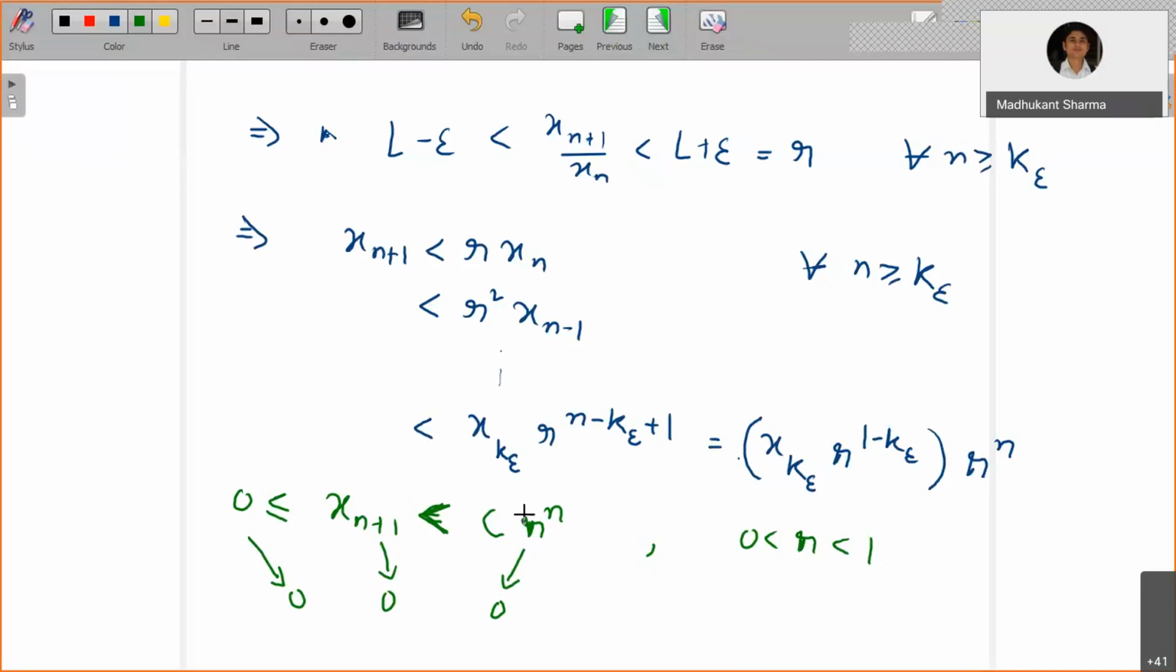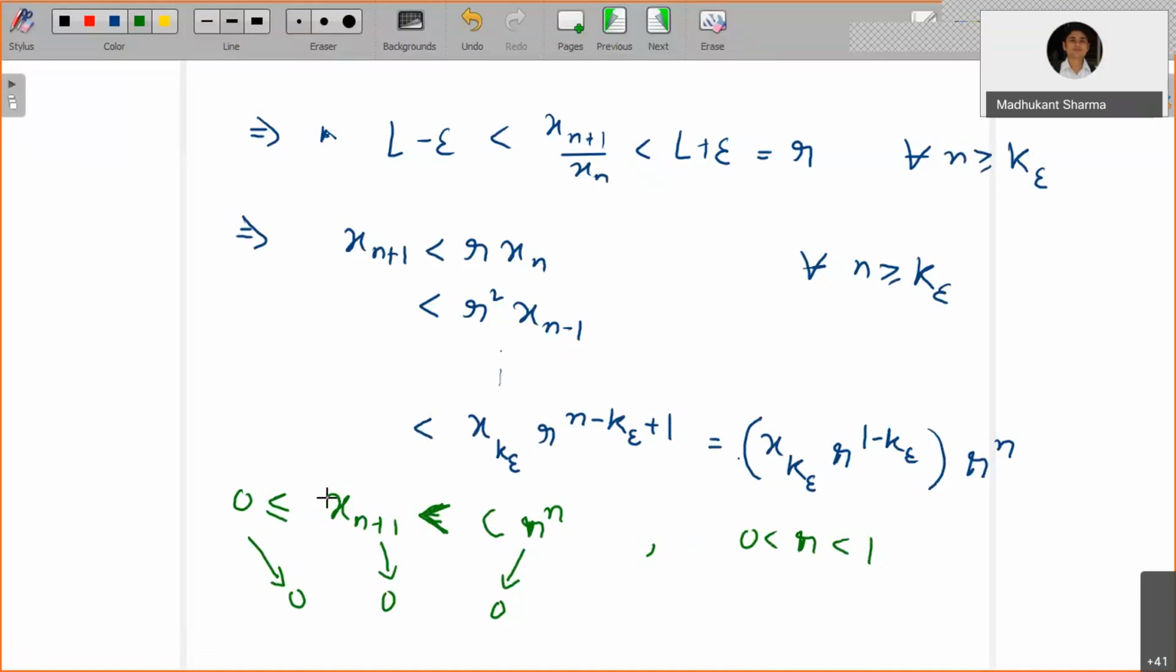Okay, so C is always a positive constant. There's no doubt about it. And R to the power n tends to 0. Why? Because 0 is less than R is less than 1. We have already shown that this sequence tends to 0. So this claims that the sequence converges, and where does it converge? It converges to 0. Okay, so I hope this is clear now.